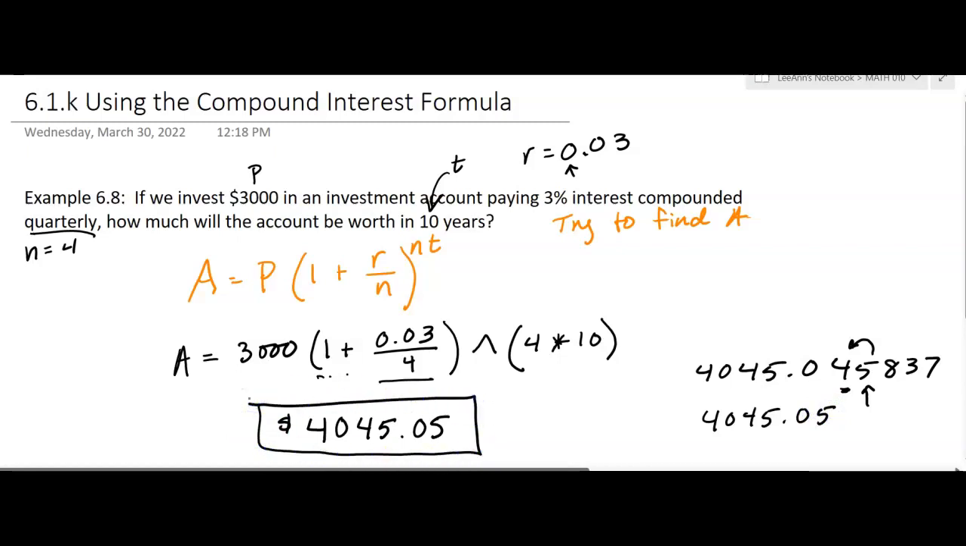Okay, so after 10 years, I will have made $1,045.05, but this will be the total amount in the account. Okay? All right.